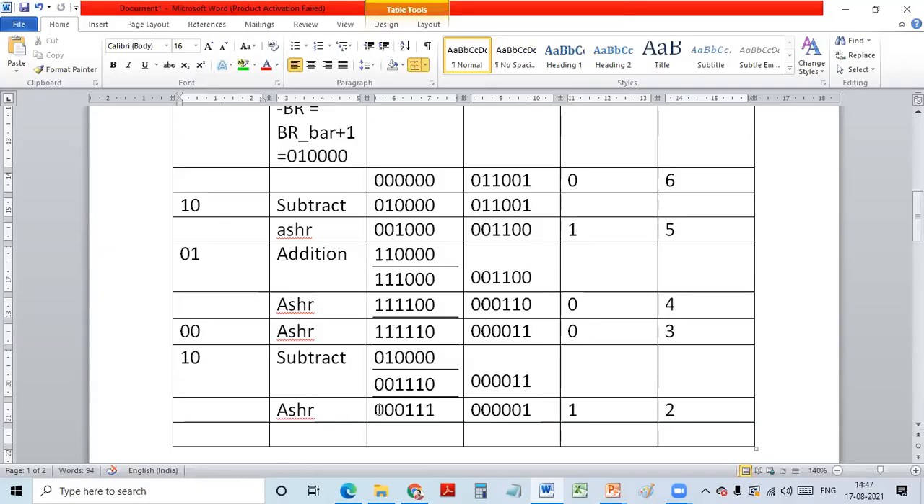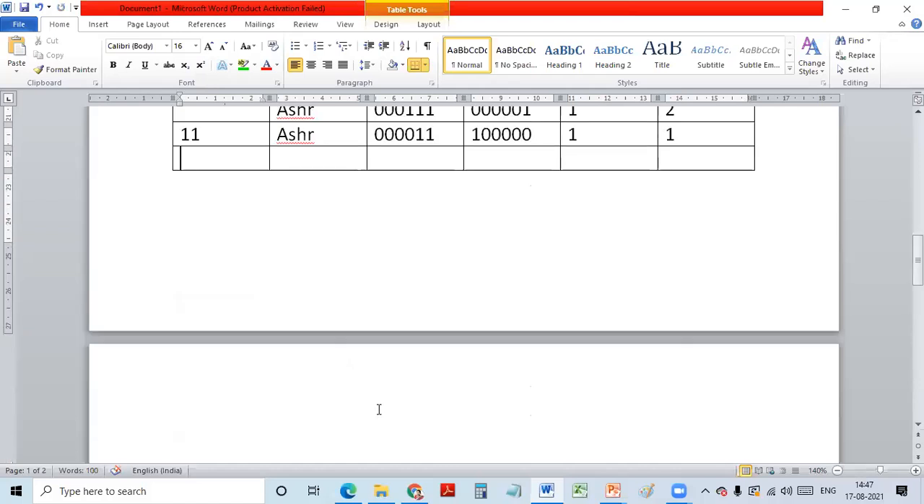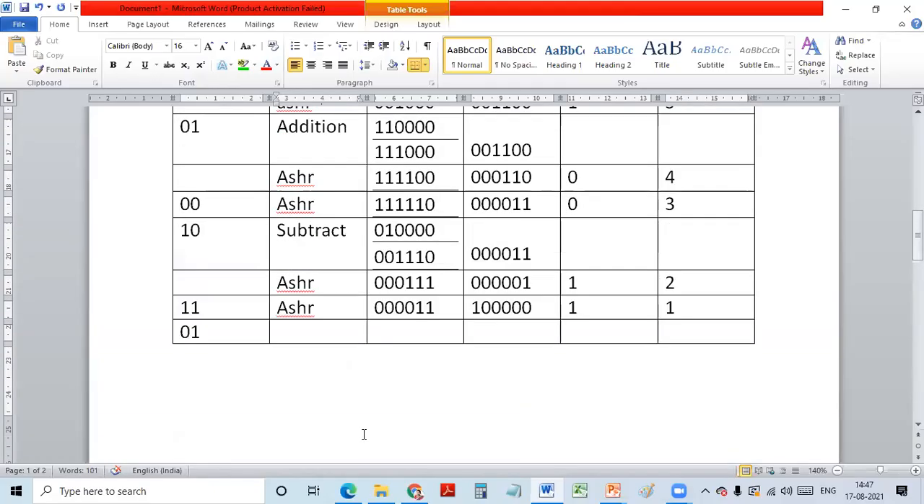1, 2, 3, 4. 4 cycles are finished. Next. What is Qn? 1. Qn plus 1 is 1. So the operation is only arithmetic shift right. So 0, 0, 0, 0, 1, 1, 1, 0, 0, 0, 0, 0, 1. SC is 1, not 0. So next cycle. Now the present Qn is 0, the previous Qn is 1. So 0, 1: the operation is addition.